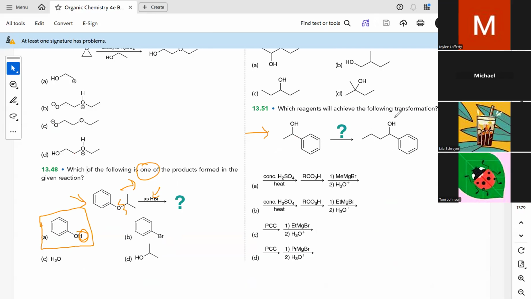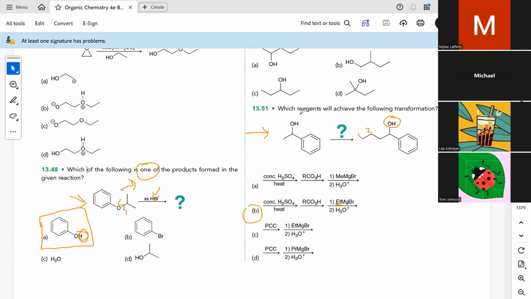And what do I need to do? So the alcohol is still in the same spot, but I've added on two additional carbons here. So something happened. What could have happened? If we use concentrated sulfuric acid in our first step, so I'm just going to choose the correct pathway here and then walk us through. I think we'll go with B here, because we need to add on 2 carbons.